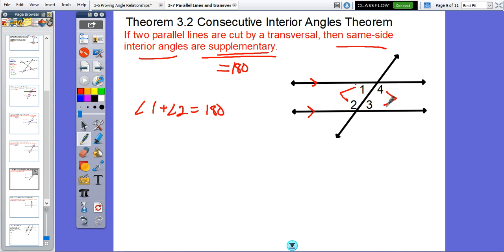And then same thing with these 2 over here. Angle 4 plus angle 3, they equal 180 as well because they're on the same side of the transversal. It's almost like having a rectangle. Like on a rectangle, 90 and 90.